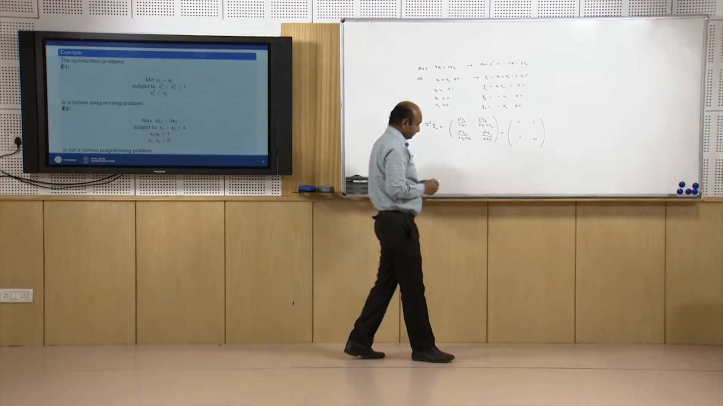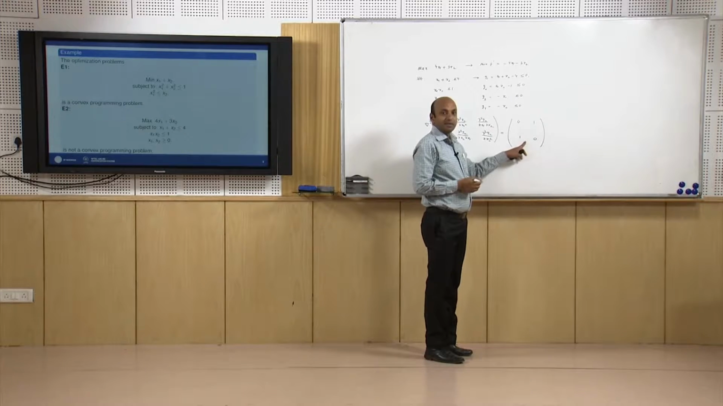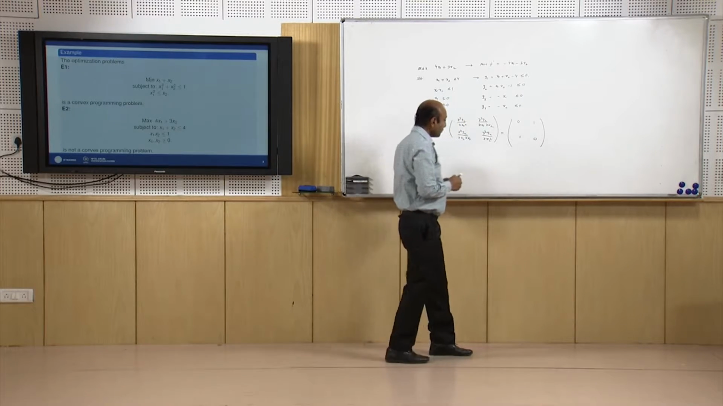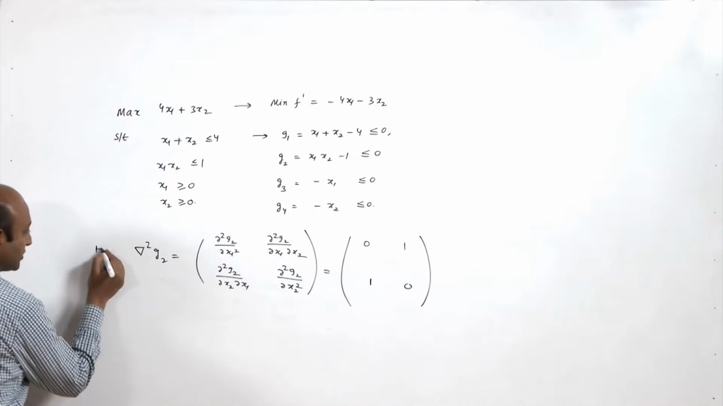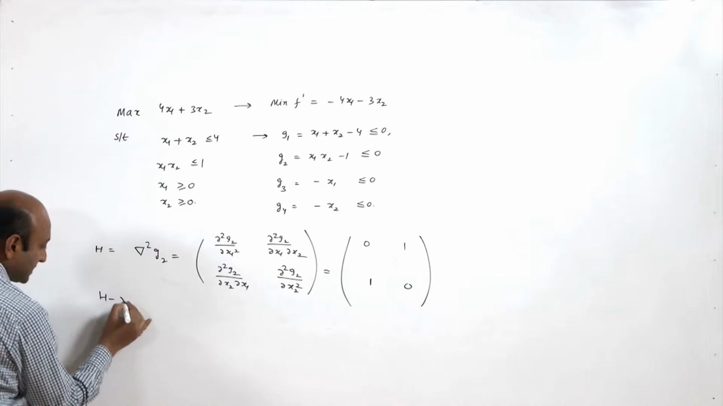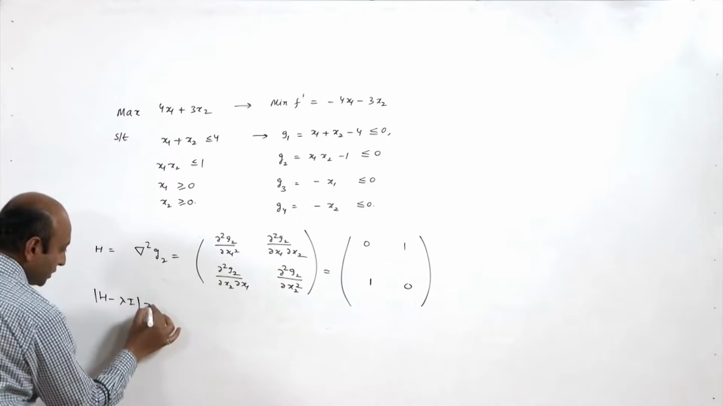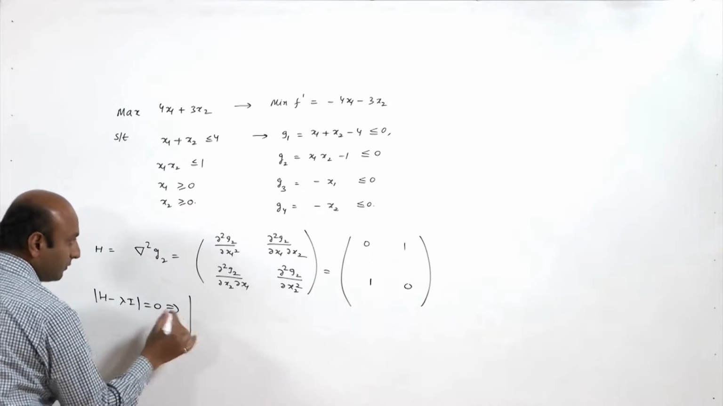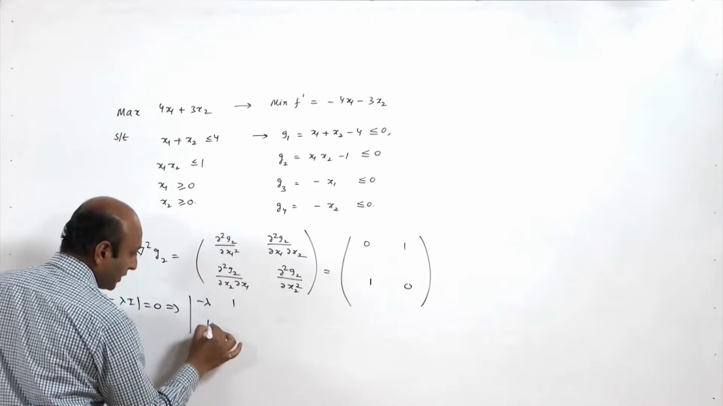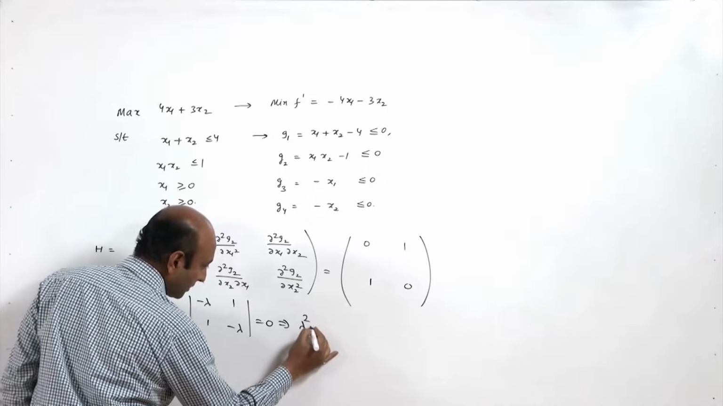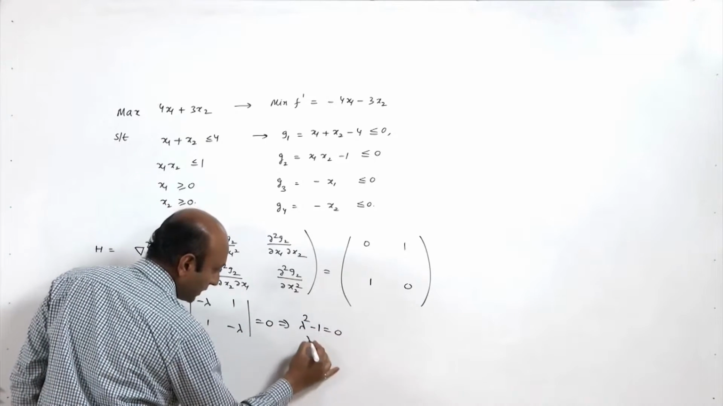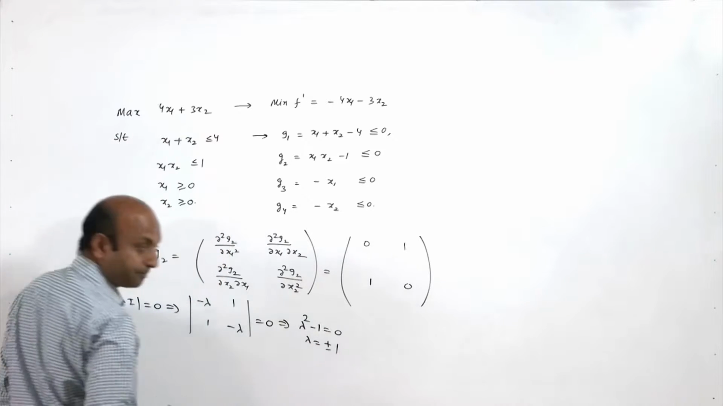Now, how to find the eigenvalues of this matrix? Suppose it is H. So, the determinant of H minus lambda I should be 0, and this implies the determinant of minus lambda 1 1 minus lambda should be 0. This implies lambda square minus 1 equal to 0, so lambda equals plus minus 1.